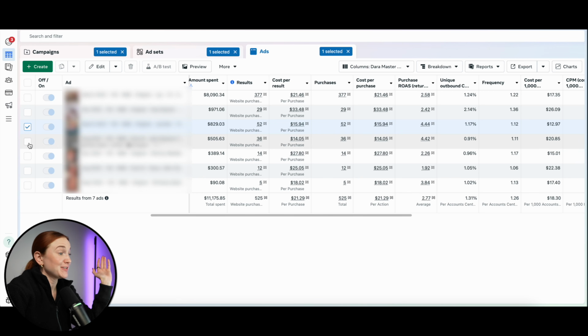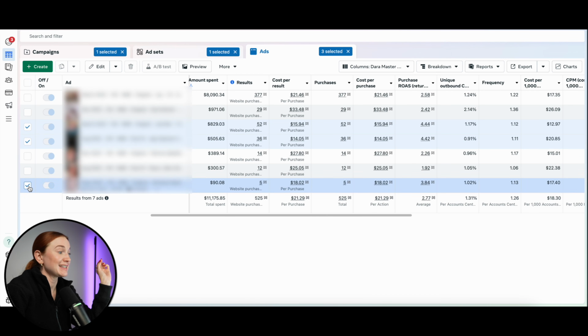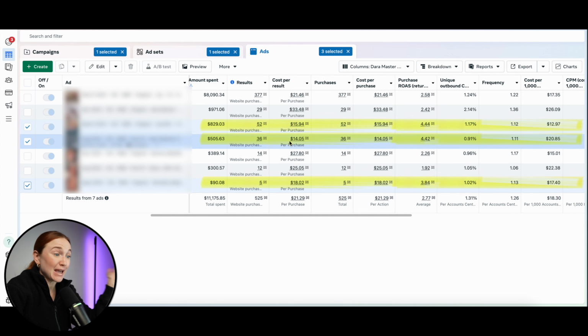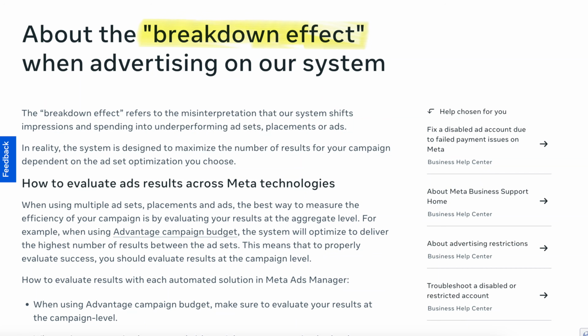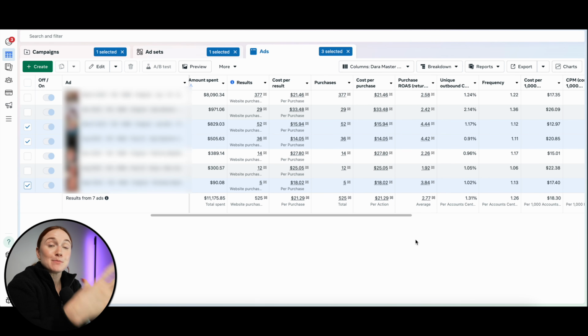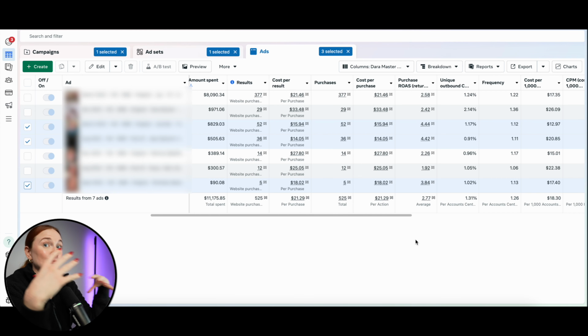Now, a question that I often get with people who are new to Meta ads is they will look at ad creatives like these three right here that have better cost per purchases and even higher ROASs. And they'll ask me, Dara, why isn't Meta putting more spend to these more profitable ads? Now, this is actually something that Meta has written about multiple times in the past called the breakdown effect. Essentially, what this means is that Meta has determined through its algorithm that if it would push more spend to these specific ads, it actually wouldn't be as profitable.